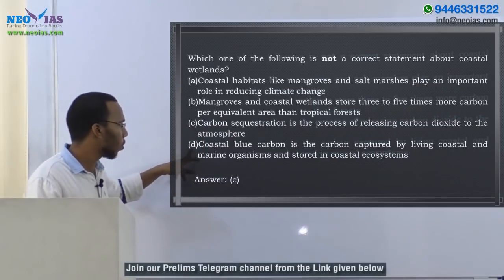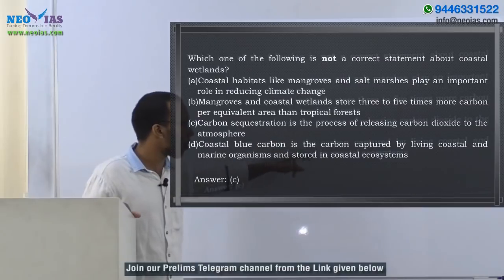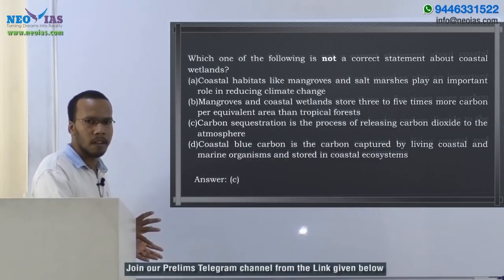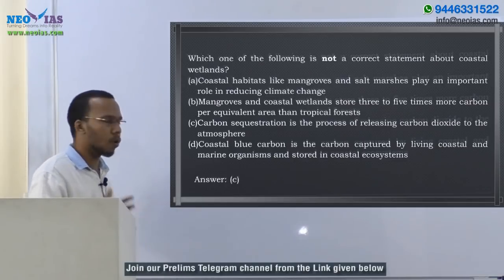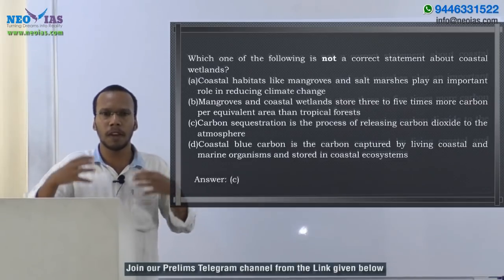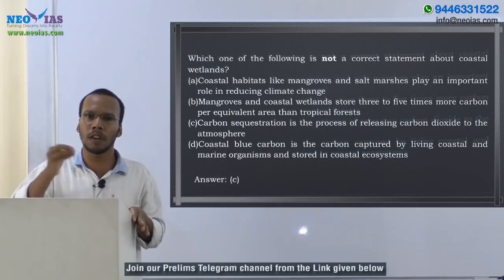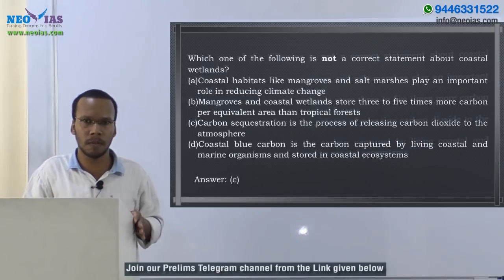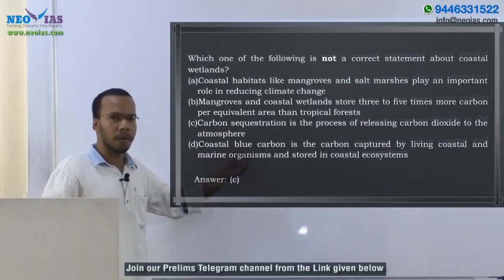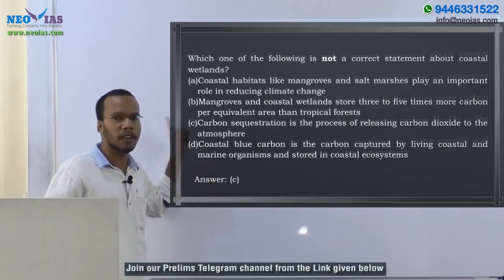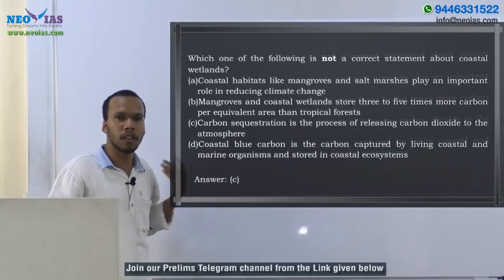And let's just go through D also. Coastal blue carbon is the carbon captured by living coastal and marine organisms and stored in the coastal ecosystem. That also we discussed. Coastal blue carbon is the carbon dioxide captured by the living organisms in coastal wetlands, and it will be stored in the coastal wetlands or coastal ecosystem, and that is known as coastal blue carbon. So D is also correct. Here the answer is C. So C is the not correct statement.